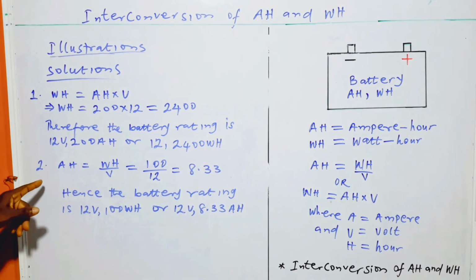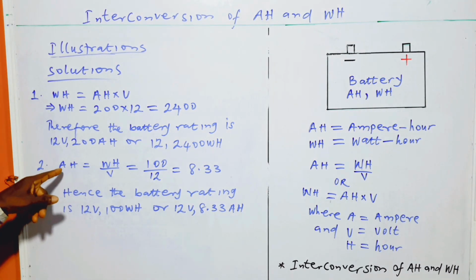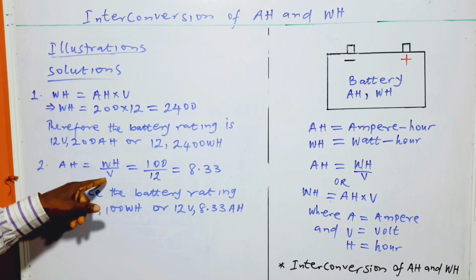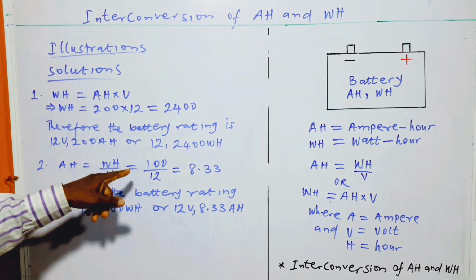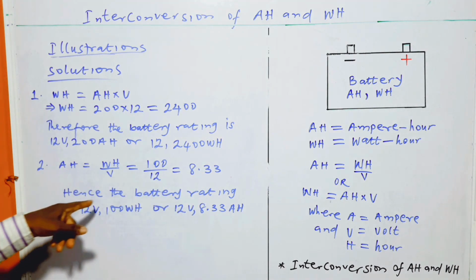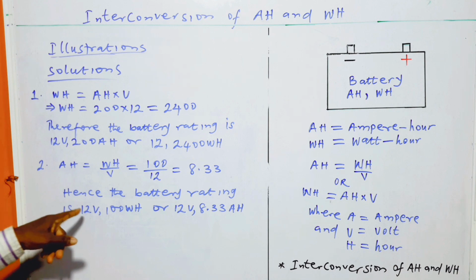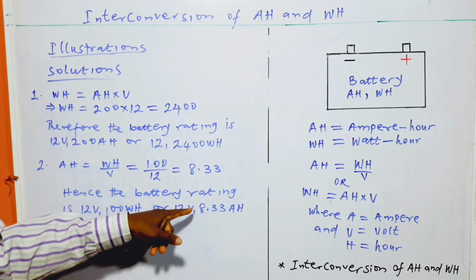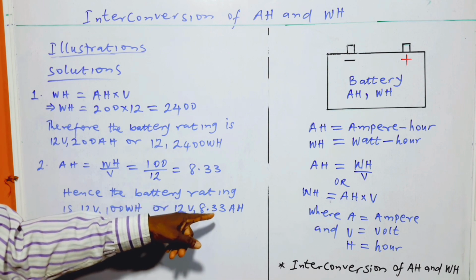So, number 2, AH, ampere-hour, is equal to WH divided by V, which is equal to 100 divided by 12. And this is the answer. Hence, the battery rating is 12 volts 100 watt-hour, or 12 volts 8.33 ampere-hour.